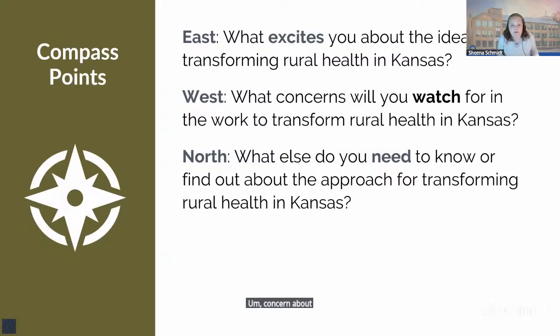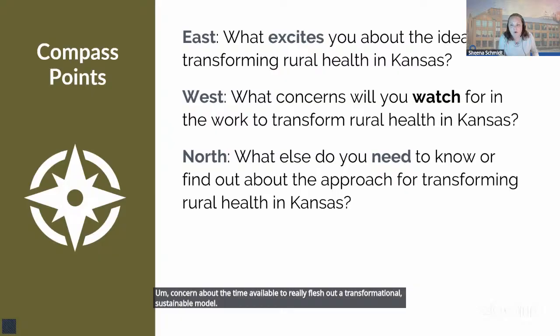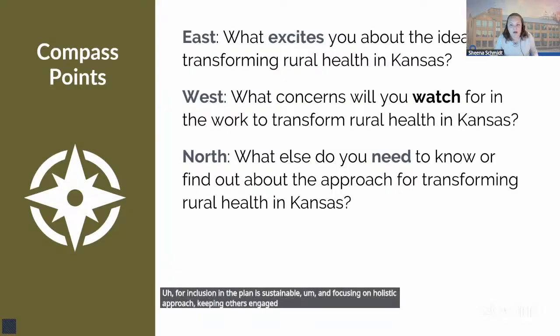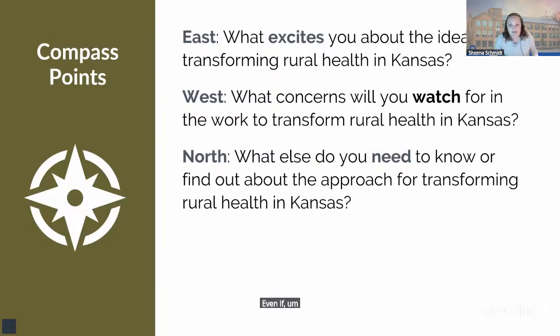Concern about the time available to really flesh out a transformational, sustainable model. Watching for continued engagement if pet projects are not selected, and encouraging each other to stay engaged, focusing on prevention as the catalyst for transformation. So I'm seeing a lot of themes around focusing on prevention, ensuring that whatever is selected for inclusion in the plan is sustainable, and focusing on a holistic approach, keeping others engaged in the process, even if they're not seeing exactly what they want to show up in the application showing up in the end.